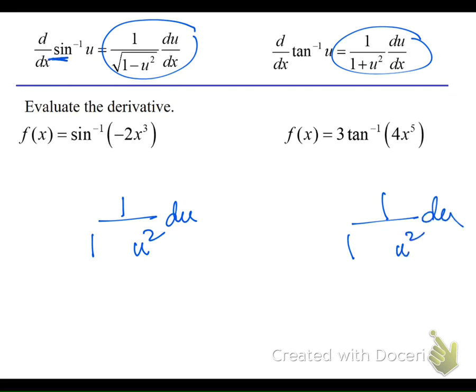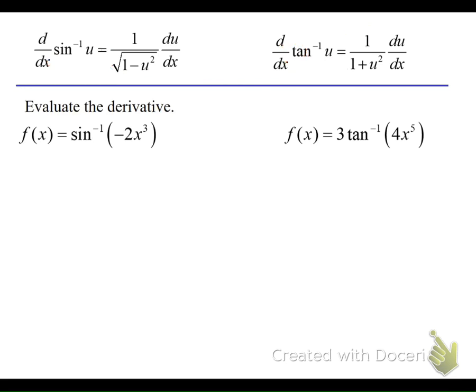Inverse sine. Sine starts with an s, and s is for square root and subtract. That's your inverse sine formula. Inverse tangent starts with a t, and the t looks like a plus. Okay, so you do have to memorize those two formulas. Now I'll show you how to apply them again in case you've forgotten.